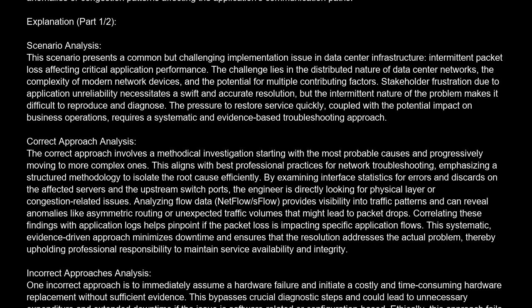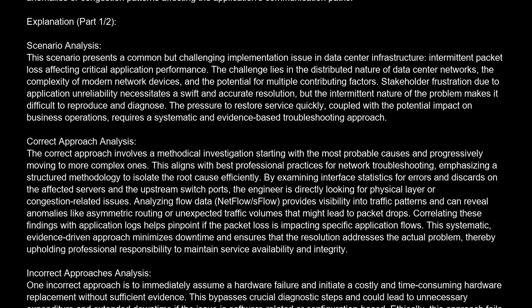Correlating these findings with application logs helps pinpoint if the packet loss is impacting specific application flows. This systematic, evidence-driven approach minimizes downtime and ensures that the resolution addresses the actual problem, thereby upholding professional responsibility to maintain service availability and integrity.